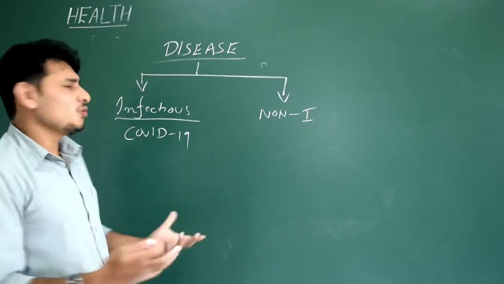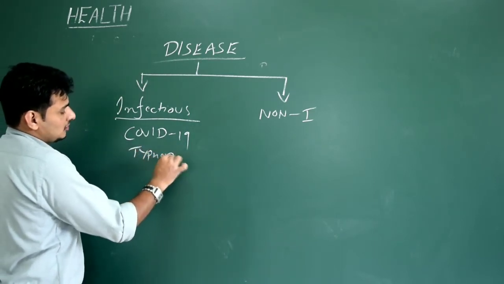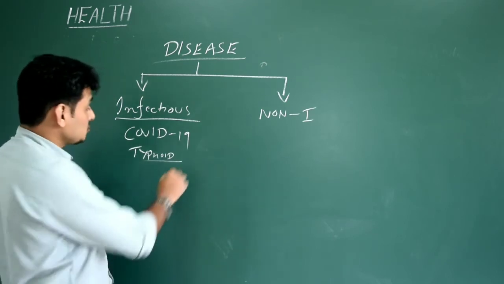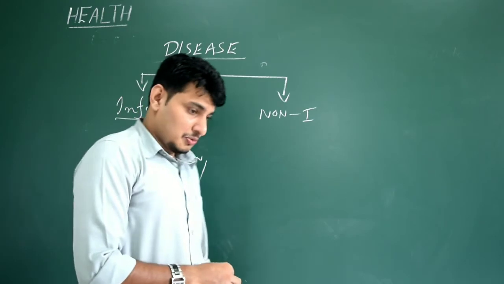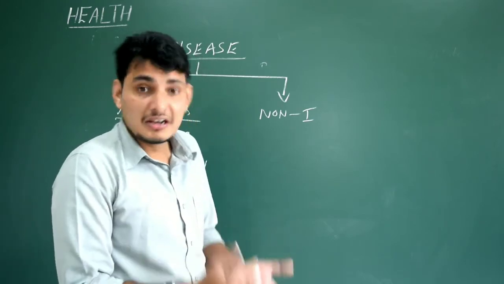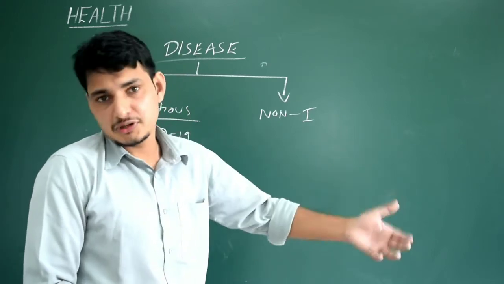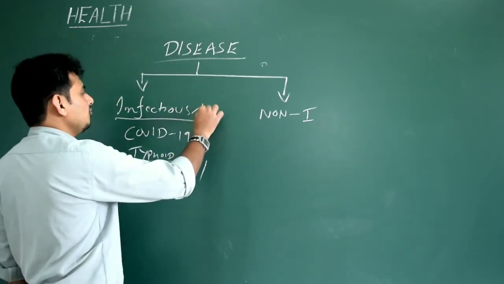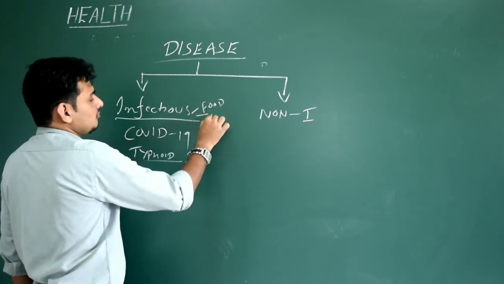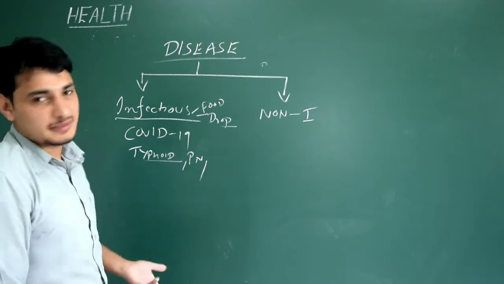Other than that, there are so many bacterial diseases. Even typhoid is a very good example for an infectious disease. Even pneumonia also. Other than that, even the protozoan diseases and the fungal diseases normally get transmitted from one person to the other person. There could be many reasons. It could be because of food, or because of droplets when we sneeze. You know that, no need to explain about it.